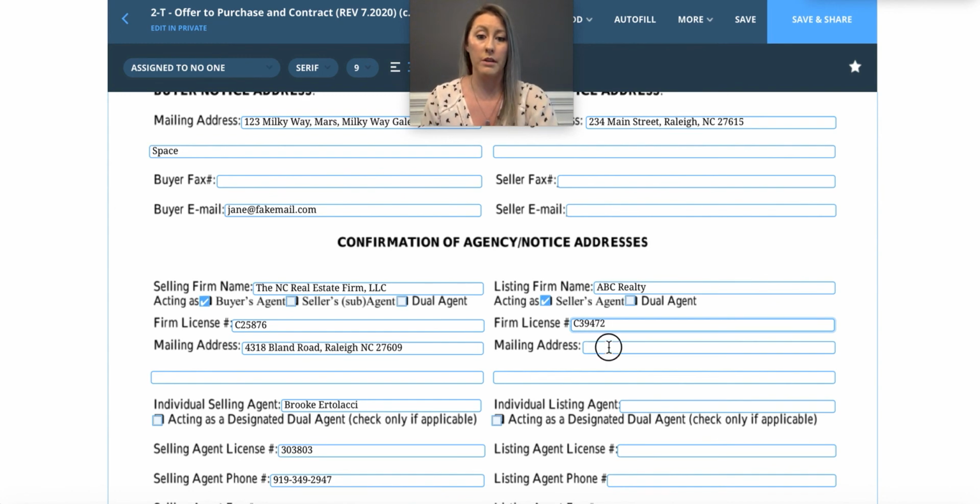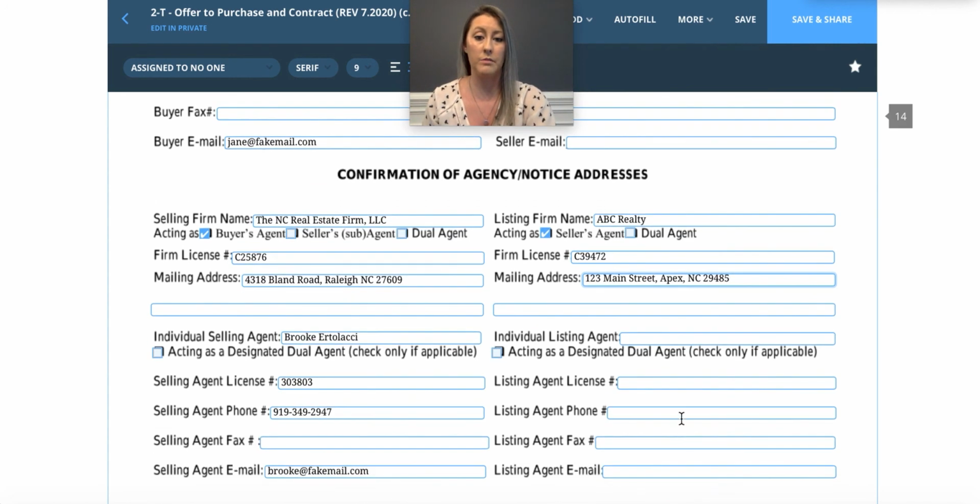Sure. Mailing address. Everybody lives on Main Street. I don't know Apex's zip code. Sorry, guys. Anybody's from Apex out there? If there's another, let's say it is Sally Warner. Maybe that's too many R's for Warner.